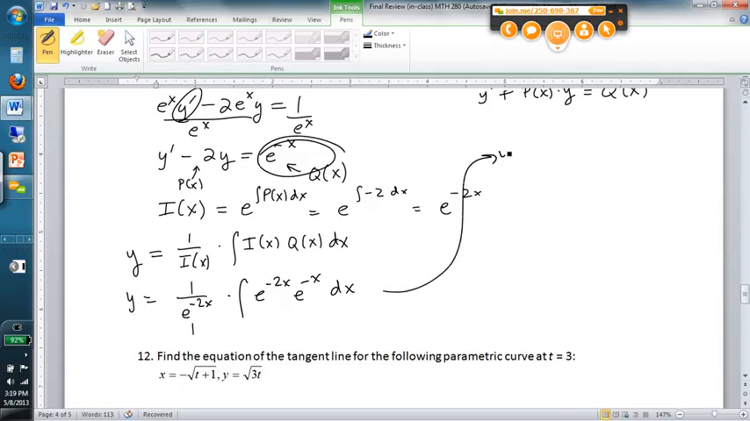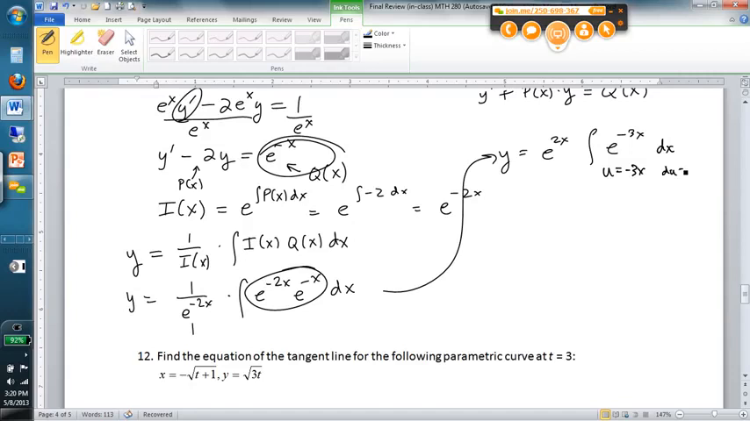So y equals e to the minus 2x is just e to the 2x, isn't it? And the integral is e to the minus 3x because we can just combine. You get different things there, but you've got to roll with whatever you've got. In this case, e to the minus 2x times e to the minus x is e to the minus 3x. So that's going to be a nice little integral, isn't it? Use a little u substitution.